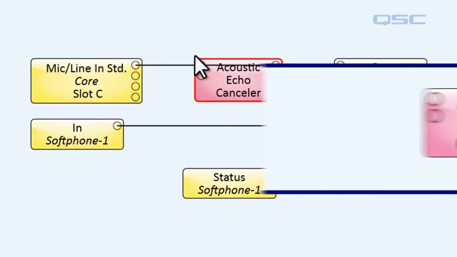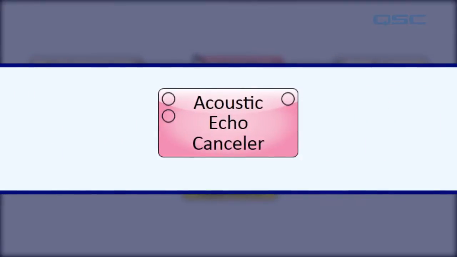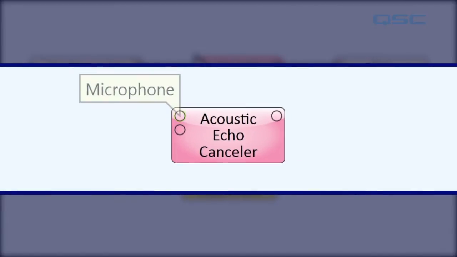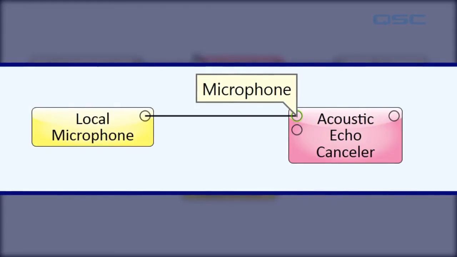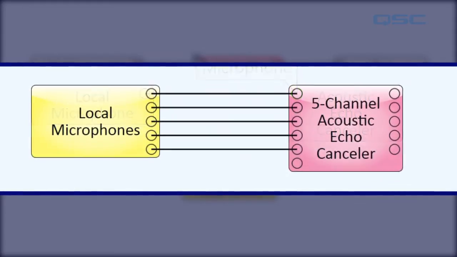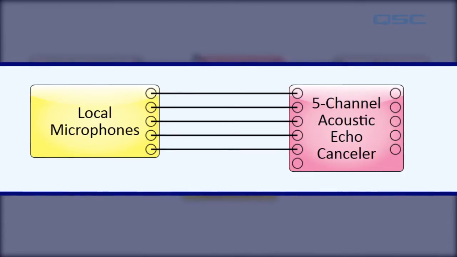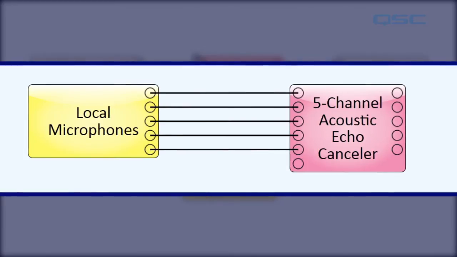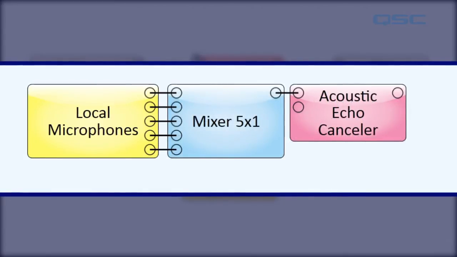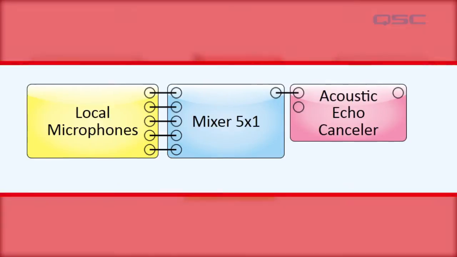Let's take a moment to look at the pins on the AEC component. There are 2 input pins and 1 output pin. The first input pin is labeled microphone, which is obviously the local microphone that the near-end caller is speaking into. If you're using multiple local microphones in your conference room, QSC highly recommends that each microphone has its own AEC channel, because the impulse response for each microphone will be different. If you are unable to provide each microphone its own dedicated AEC channel, you can sum the microphone signals with a mixer, but be aware that this may provide compromised results.